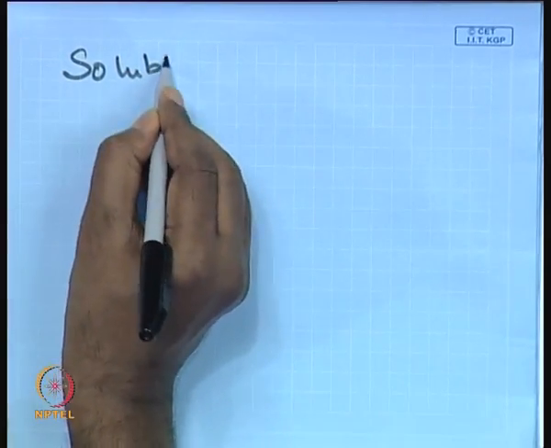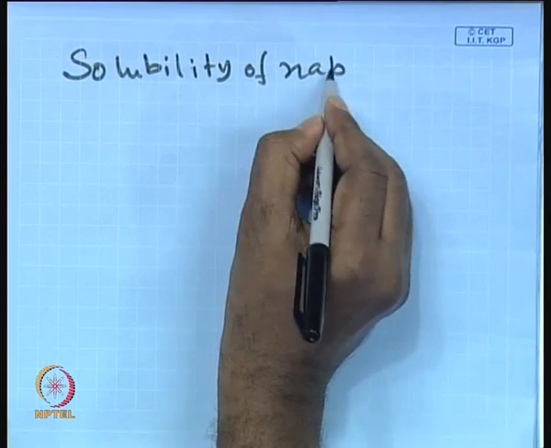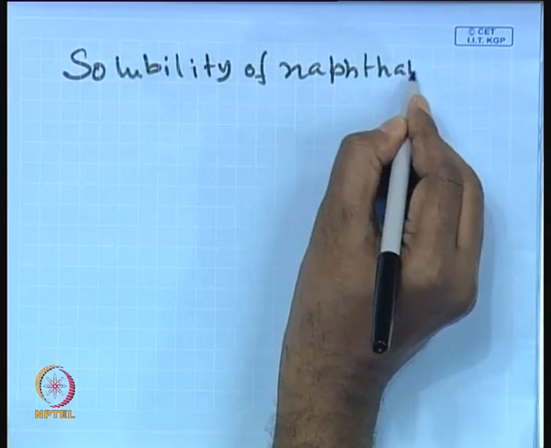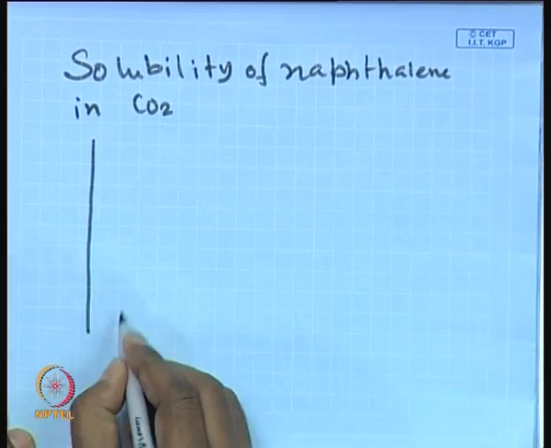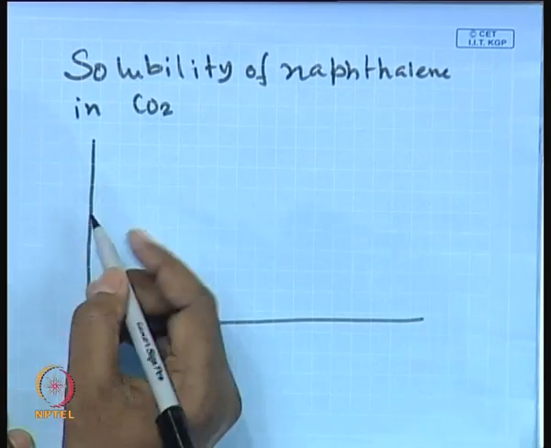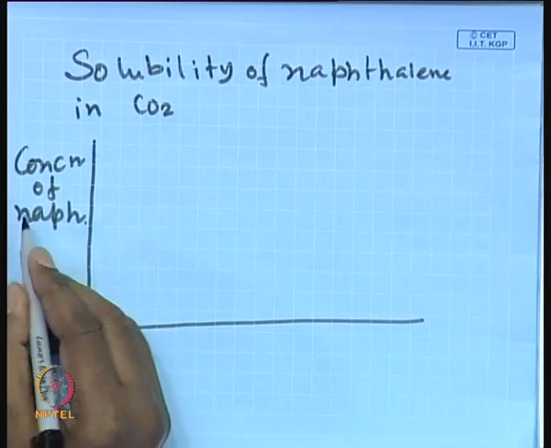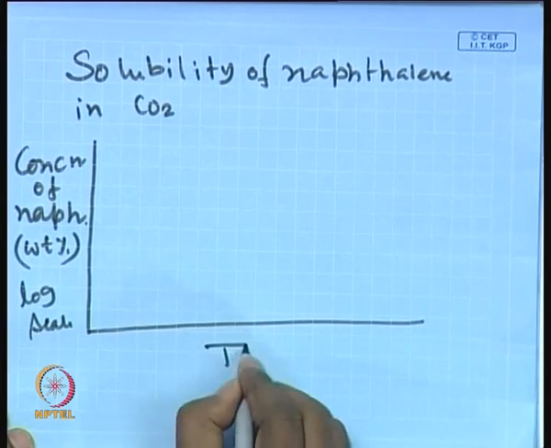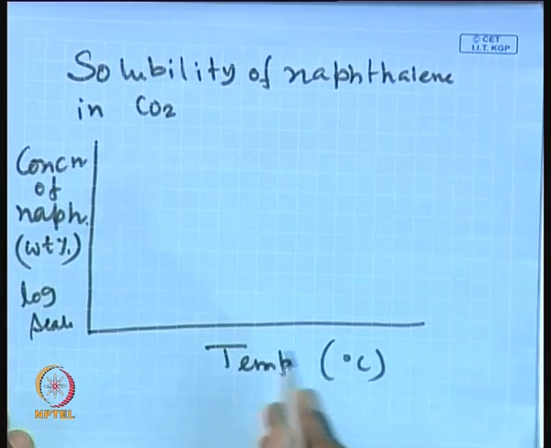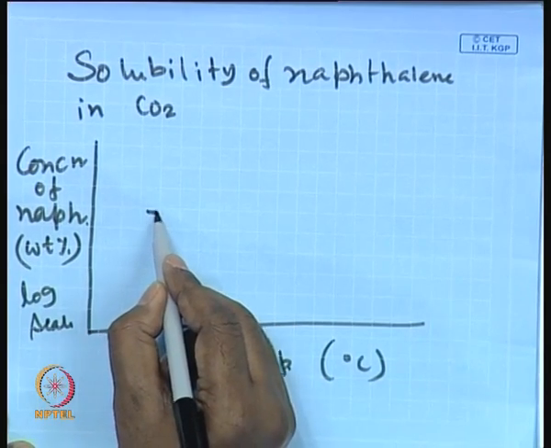Now, I will draw a solubility diagram of typical naphthalene under a supercritical condition, in CO2. This is the concentration of naphthalene, that is weight percent. This is a log scale. And this side is temperature, degree centigrade. Typically the plots look something like this.